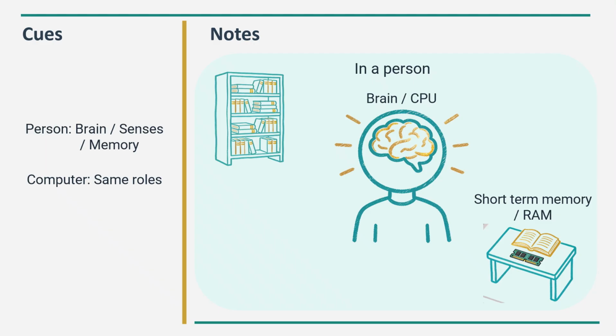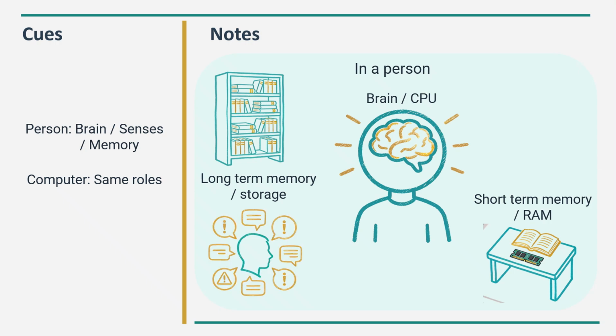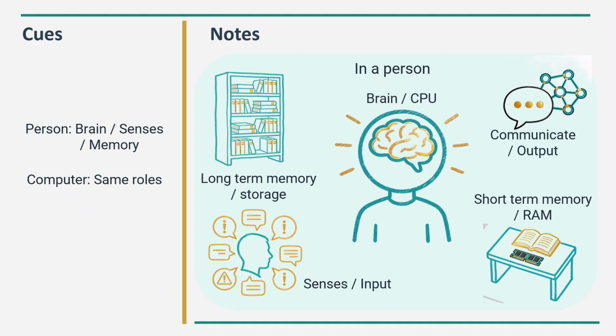The knowledge we have and can recall, or our long-term memory, does the same as a storage device in a computer. Information is retrieved often to work with. Our senses, which retrieve information around us like our eyes, ears, and skin, are our input devices. And lastly, how we communicate, our facial expressions and voice, are our output devices.